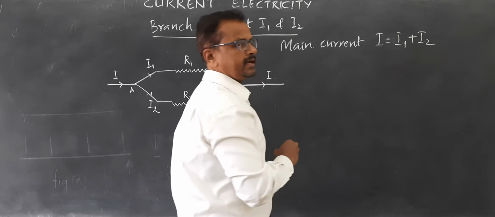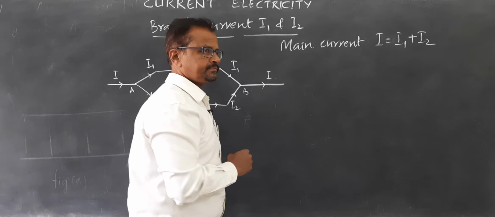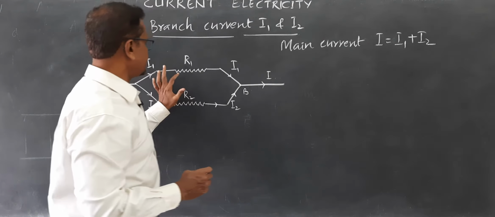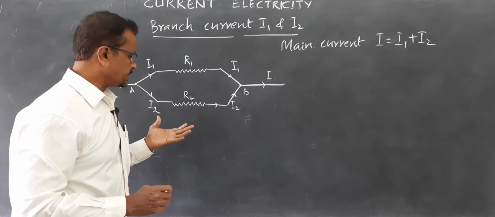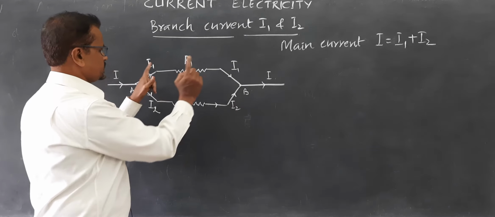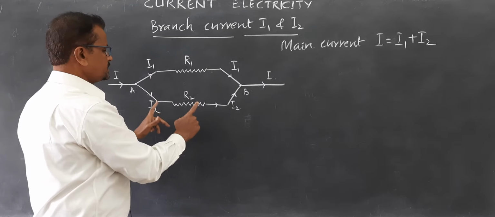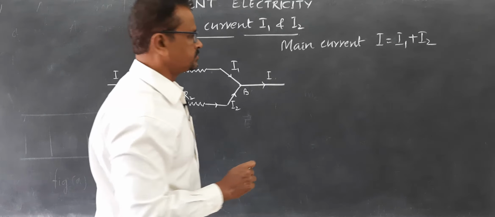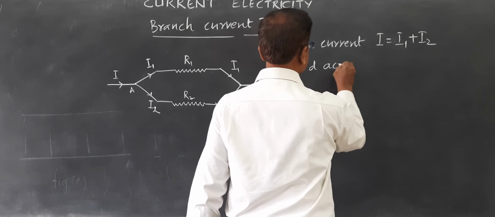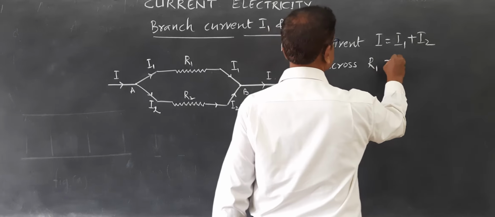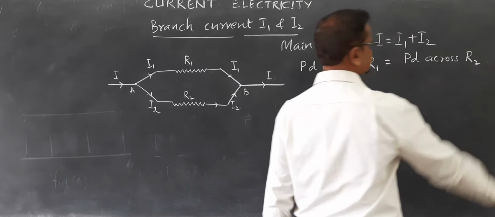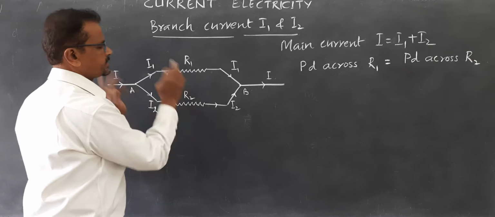We want to find out the value of I1 and the value of I2. How to find the values of I1 and I2 separately with the known values of R1 and R2? See, the potential difference across AB is the same as the potential difference across resistance R1, which is the same as the potential difference across resistance R2. That is the important thing because they are in parallel. PD across R1 is equal to PD across R2.